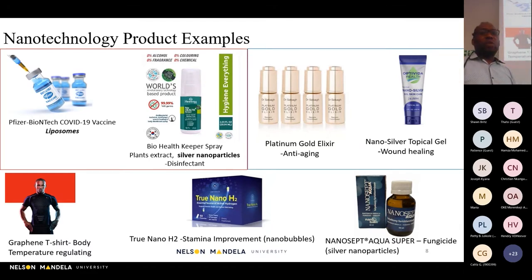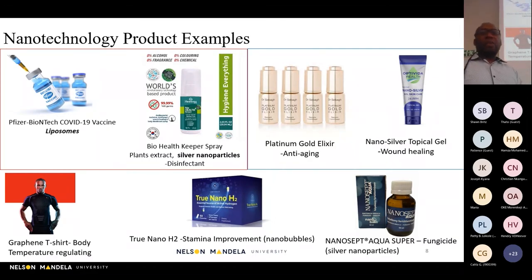And then here I'm representing the cosmetic products. We're focusing on platinum and gold. You can do the same thing with the silver nanoparticles, where you use them for wound healing. I also added some other examples, such as the graphene t-shirt, which can be used for body regulation. You can also use your liposomes or nanobubbles to deliver oxygen. You can use it as an artificial oxygen delivery system into your body, or you can deliver hydrogen for stamina.